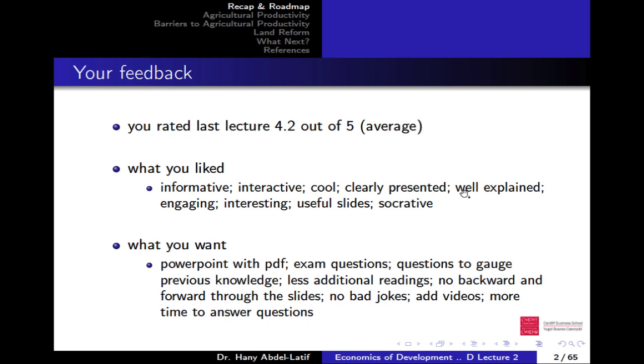Less additional readings, I can't promise, because additional readings are for you. If you want to read them, it's up to you. If you don't want to read them, it's up to you. Just keep in mind that other people might want extra additional resources to look at and to read. Some people think everything has to be in the slides. This is not the best way to learn about any topic. It's just confining yourself to a few slides. This is not the best way to learn.